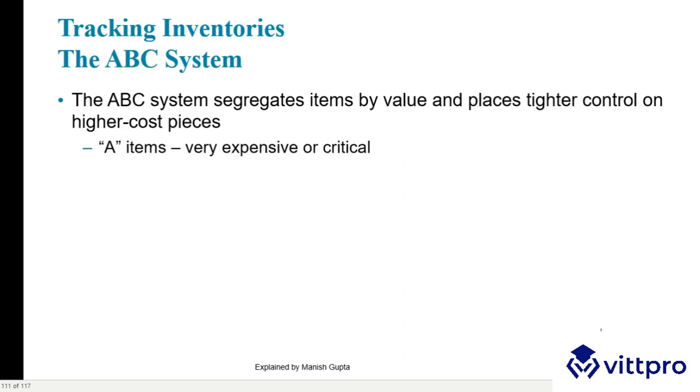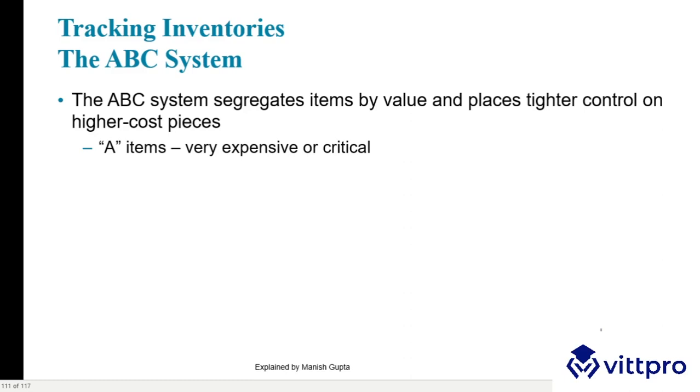So A means it's a very expensive item per unit, not total value per piece, and is very critical for operations. Either it's very expensive per unit, or it's very critical to the operation because it's a bottleneck. Without this, the operation would stop, right? There are certain items like this, and those we place under A. It means that we cannot find an alternative, it's super expensive, and it's easy to steal. Those are A items.